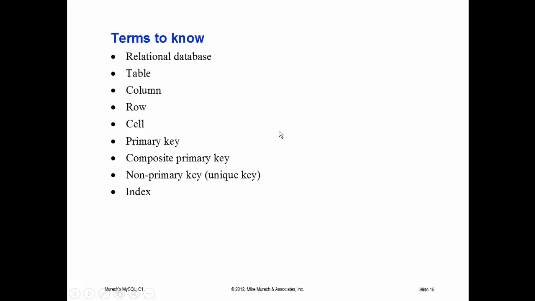Some of the terms for you to know: what we'll be creating in this class are relational databases. Relational databases are made up of tables. Tables are made up of columns. Columns are made up of rows. Rows are made up of cells. So let's just take it from the top.